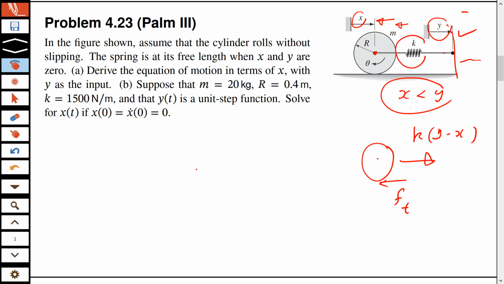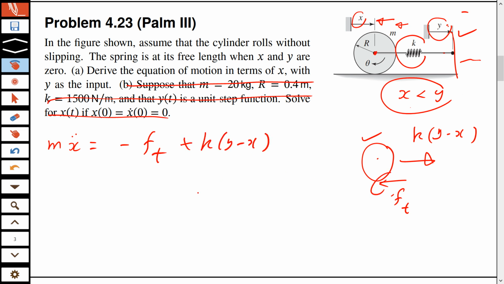Okay. So I can now write down the equation of motion, and I will skip the solutions part because solution of differential equations is not part of this course. So I can now write the equation of motion for the translation, and that is m x double dot, which is equal to minus Ft because this is against, and plus k times y minus x. This is the first equation.